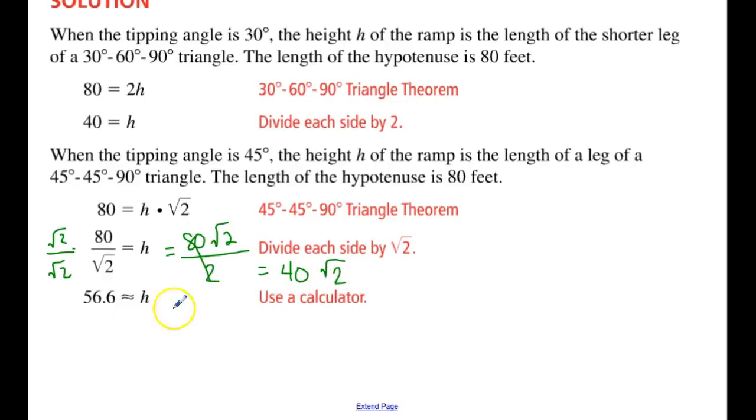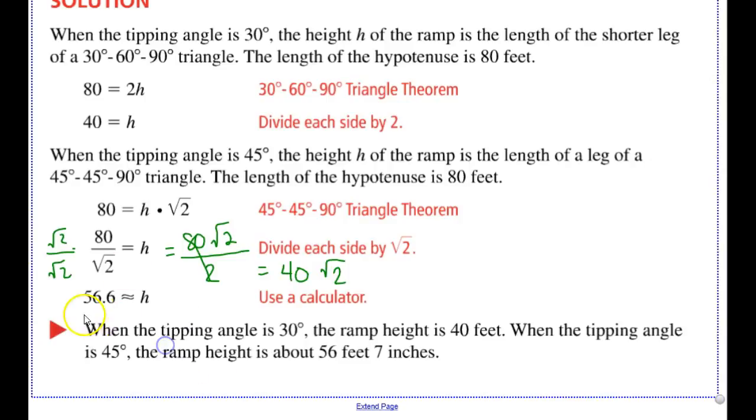Now that I have this, I can use my calculator to find that the leg is approximately 56.6 feet. That also tells me, this is just simplifying my final answer. When the tipping angle is 30 degrees, the ramp height is 40 feet. When the tipping angle is 45 degrees, the ramp is about 56 feet, 7 inches.